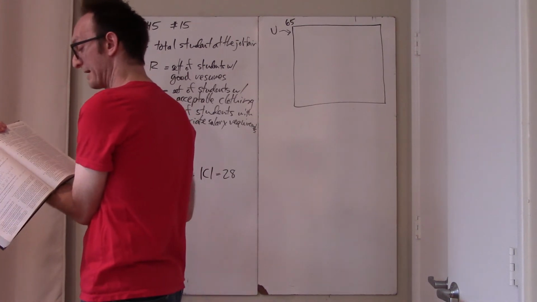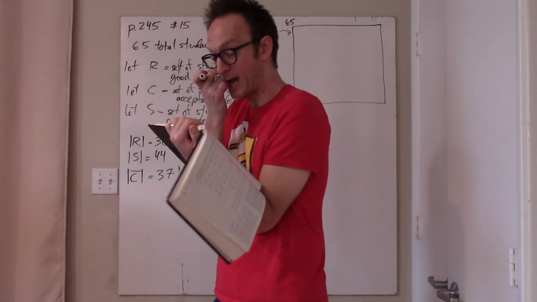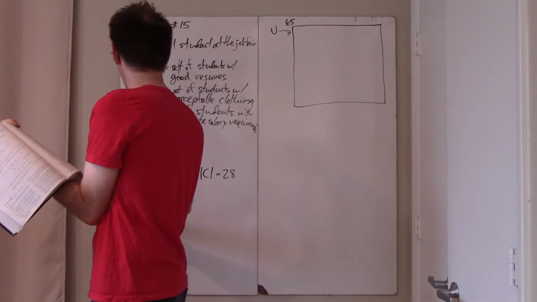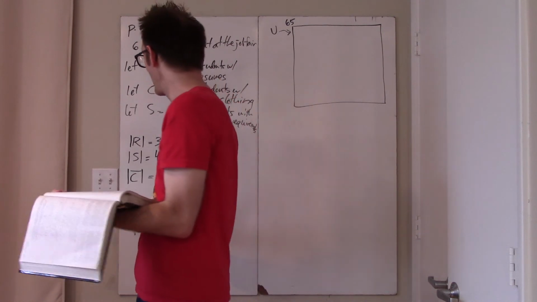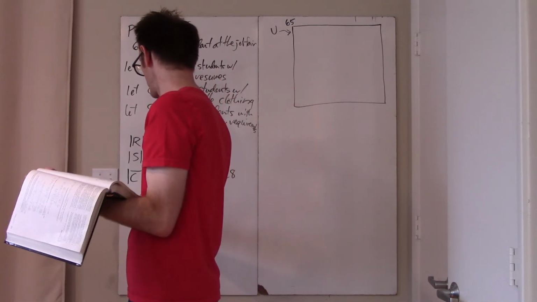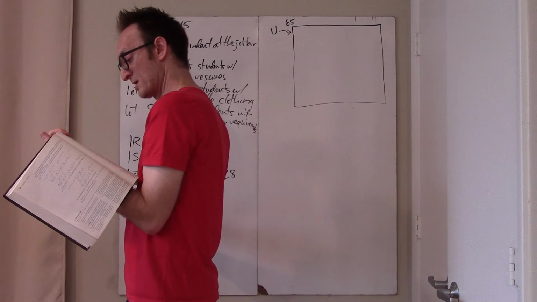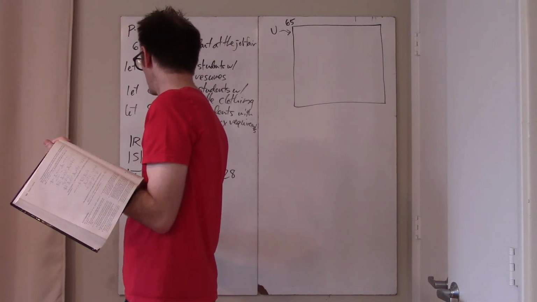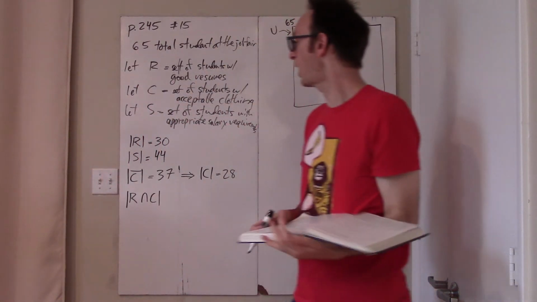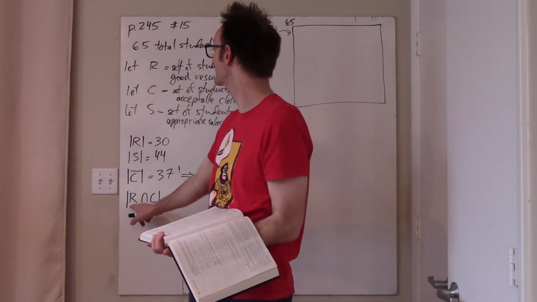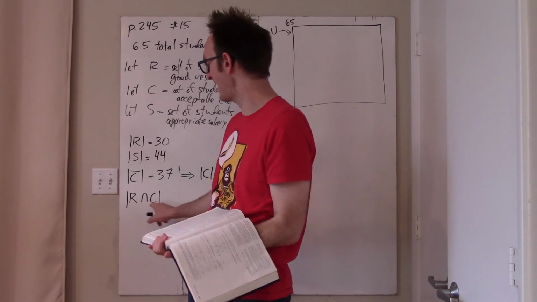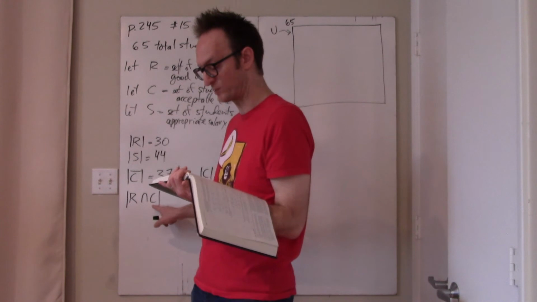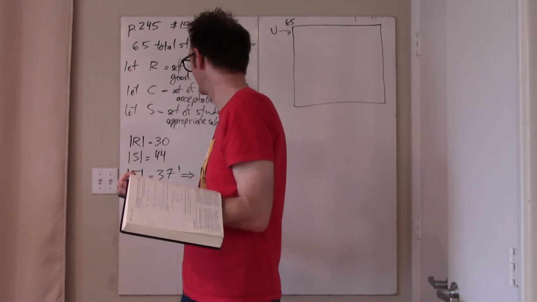Using my brain then, if 18 met the resume and dress requirements, that means that these students had a good resume and good clothes. So that means that they were in the intersection of R and C. They both had good resumes and had good clothing. So this is 18.